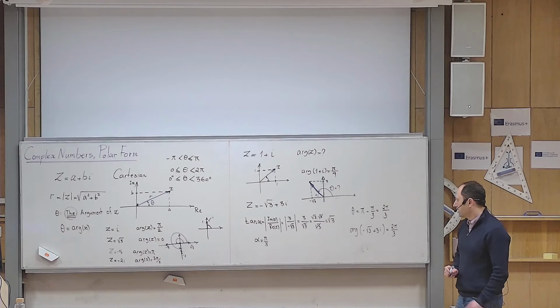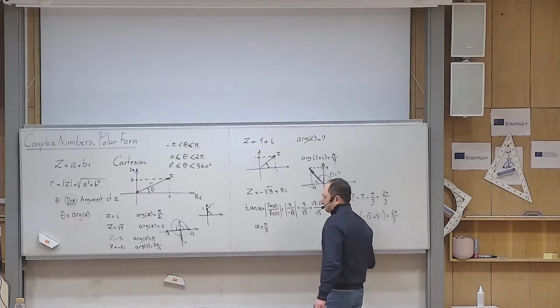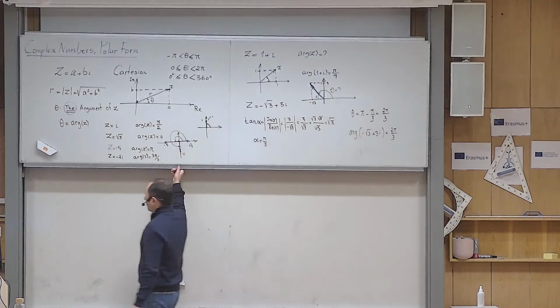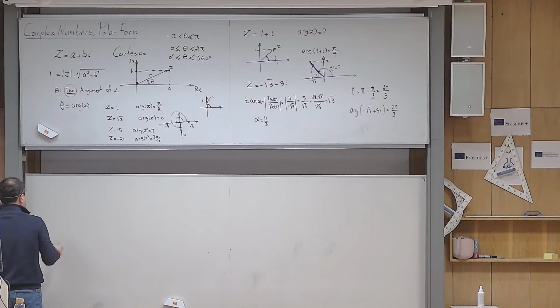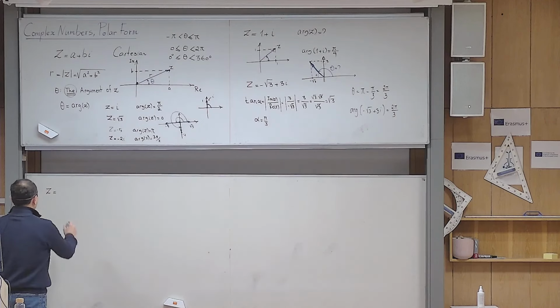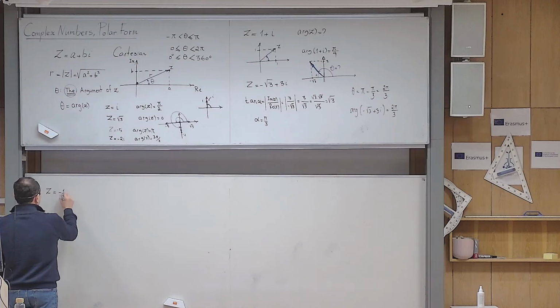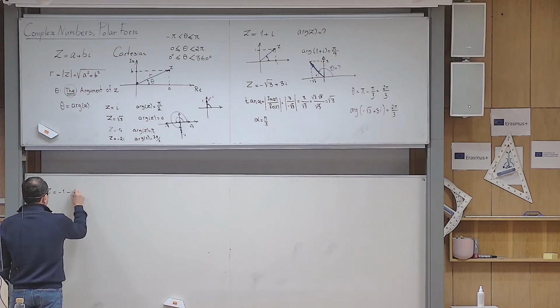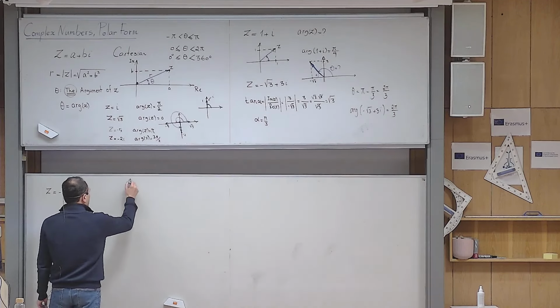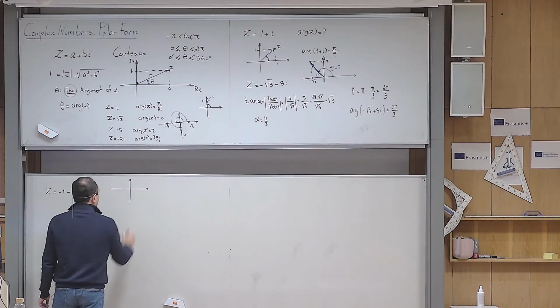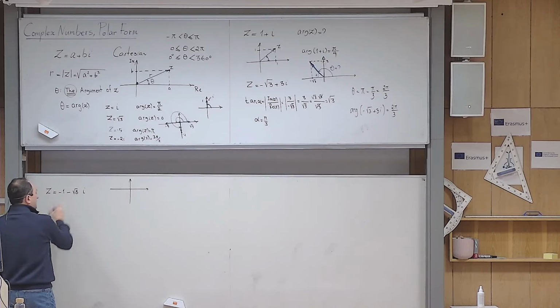Okay, so what about this one, for example? Let me write z equals minus 1 minus the square root of 3 times i. I want to find the argument of this complex number. The idea is the same. So what should I do? I need to find where this point is located.